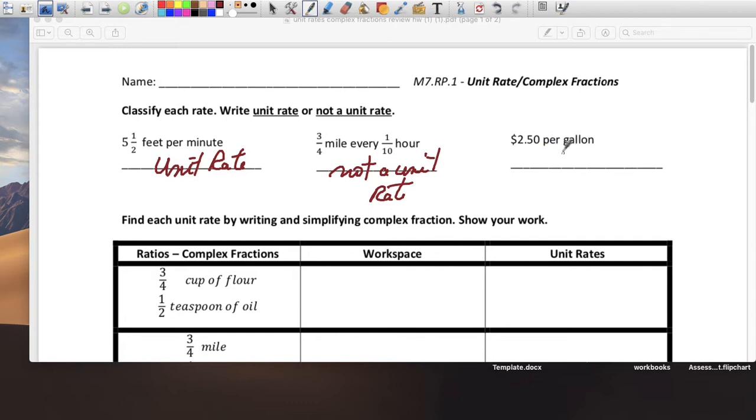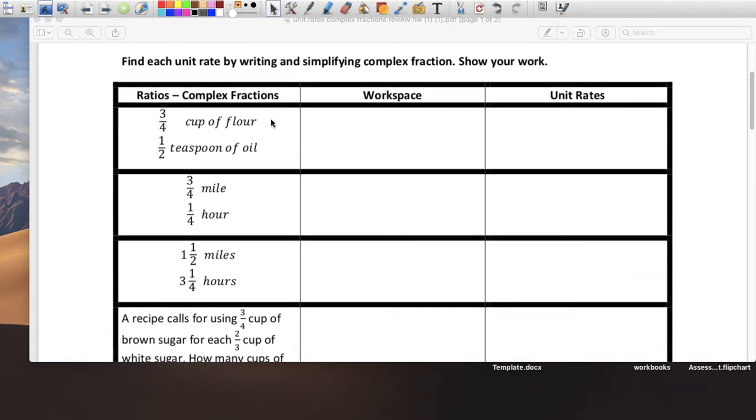And $22.50 per gallon, or per 1 gallon. That's definitely a unit rate because we're comparing it to 1. So that's the easy part. Bottom, we want to change these to unit rates. We want to find the unit rates. I apologize.